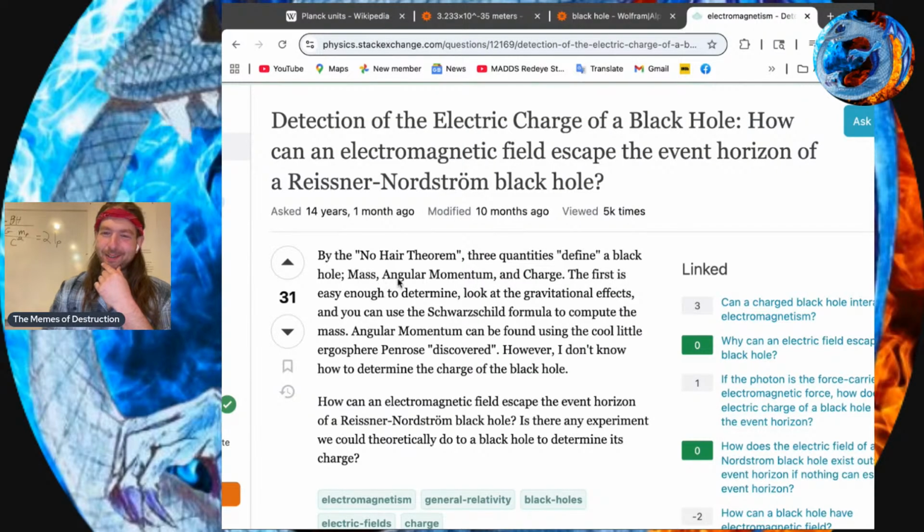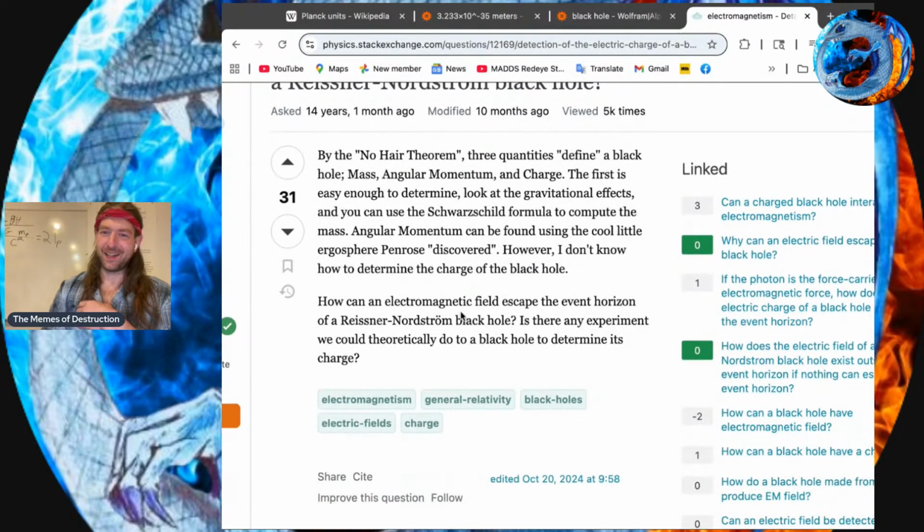Three quantities inspired of black hole: mass, angular momentum, and charge. And the first is easy enough to determine. Look at the gravitational effects, use the Schwarzschild formulas, compute the mass. Angular momentum is found in the cool little ergosphere Penrose discovered. However, I don't know how to determine the charge of a black hole. How can an electromagnetic field escape the event horizon of Reissner-Nordström black holes?